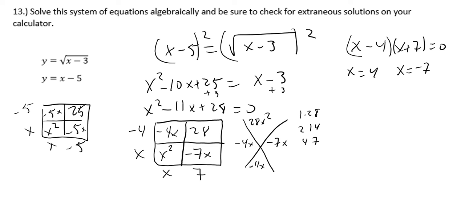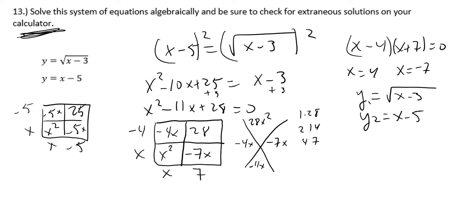Alright, so now these are my solutions. But remember, we can check our answer, and if you input the two equations into your calculator, y1 is the square root of x minus 3 and then y2, you put in x minus 5, you're going to see where they intersect. So I'm going to do that real quick. Graph.